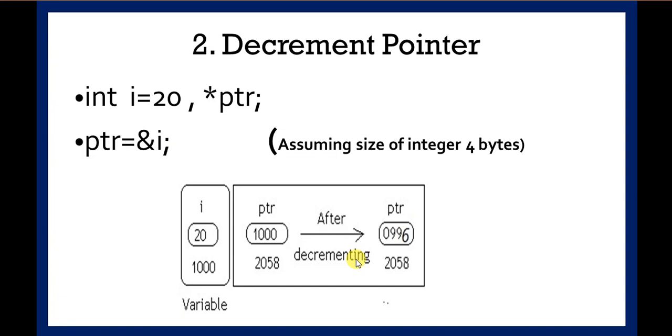Now consider the same example. Here I declare a variable I having value 20, declare a pointer ptr, pointer to integer, and initialize the pointer with the address of I. So variable I having value 20 has address 1000, and ptr contains the address of I, which is 1000. Now when ptr is decremented, it will move backward 4 bytes from the current location, so it contains the address 996. As I have already explained, an integer requires 4 bytes, so ptr will move backward by 4 bytes.